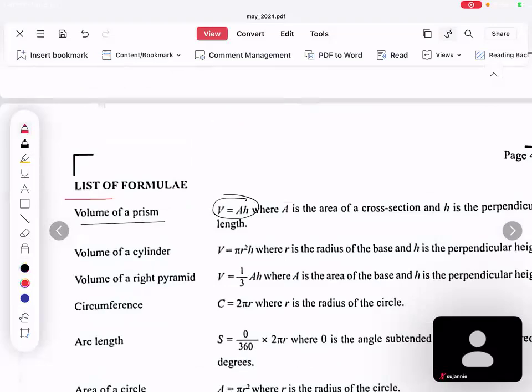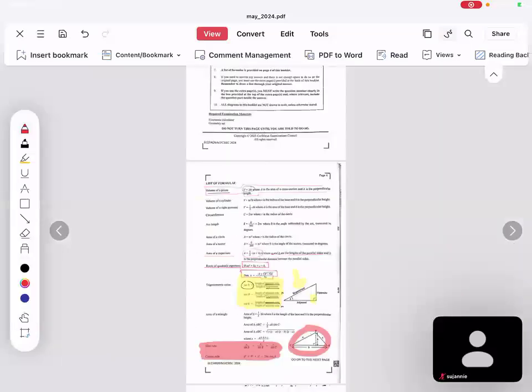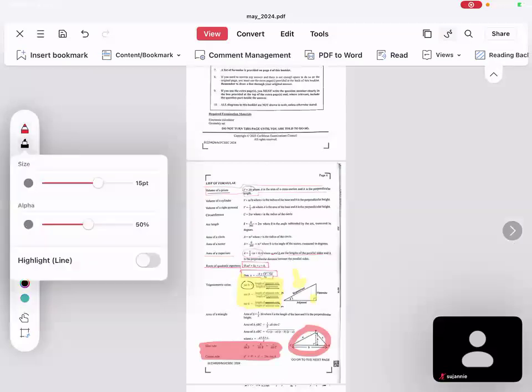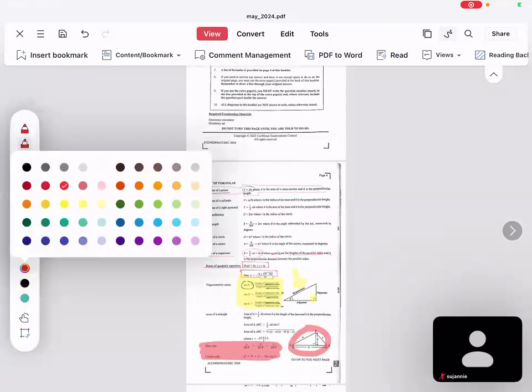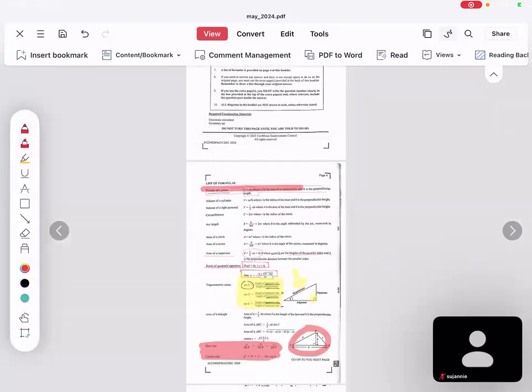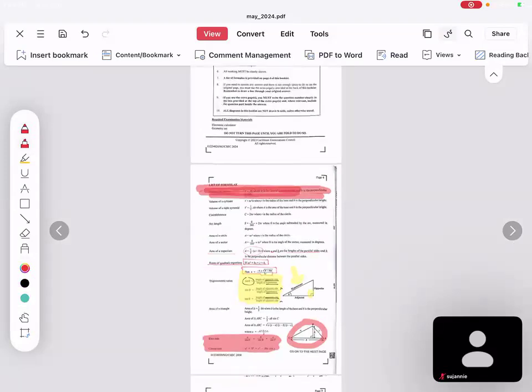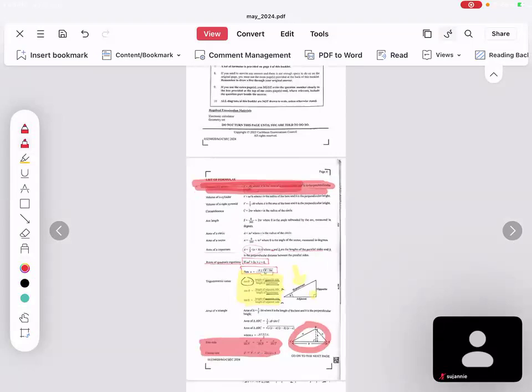So once again, we're going to put this in red, because this is one of those formulas that CSEC gives us that in this case is helpful. All right, so let us shade it then. So from the exam paper so far, those are the three formulas that have come out so far.